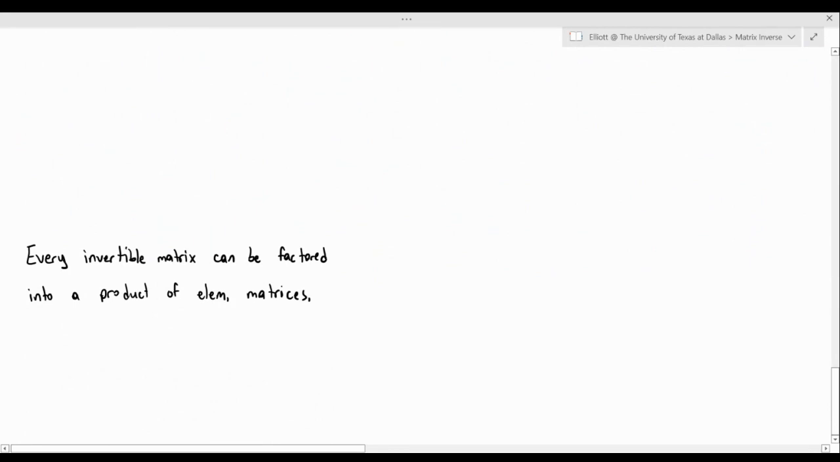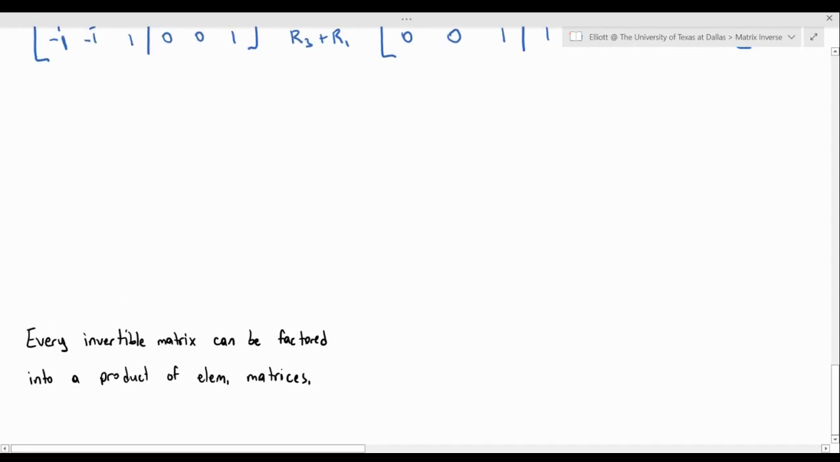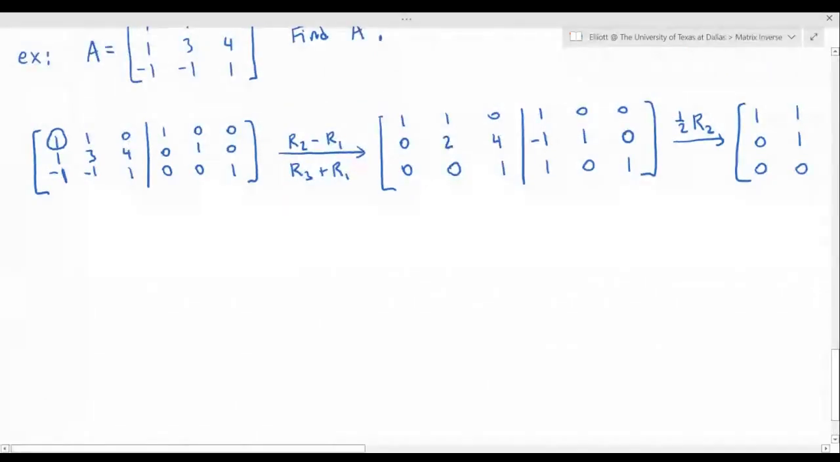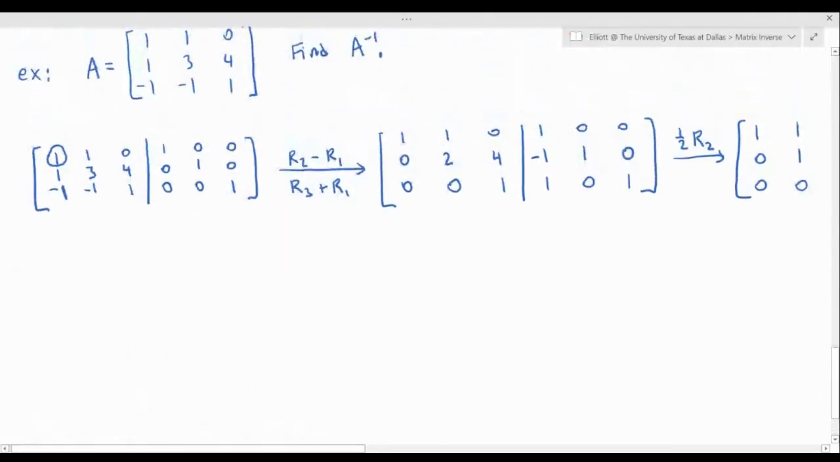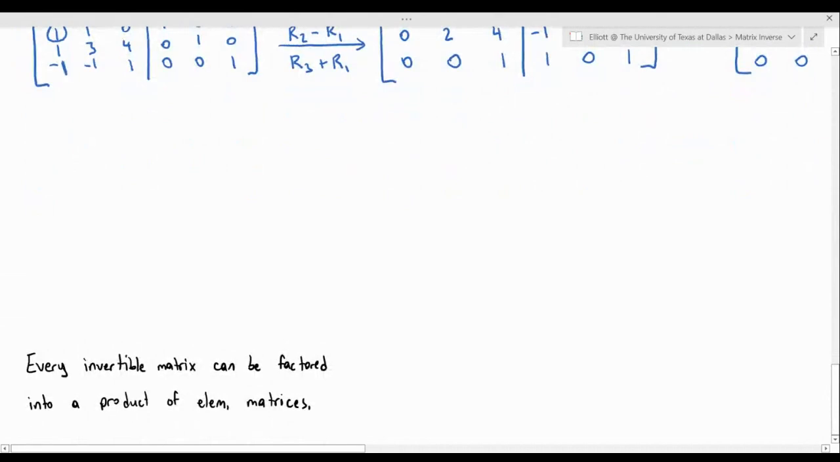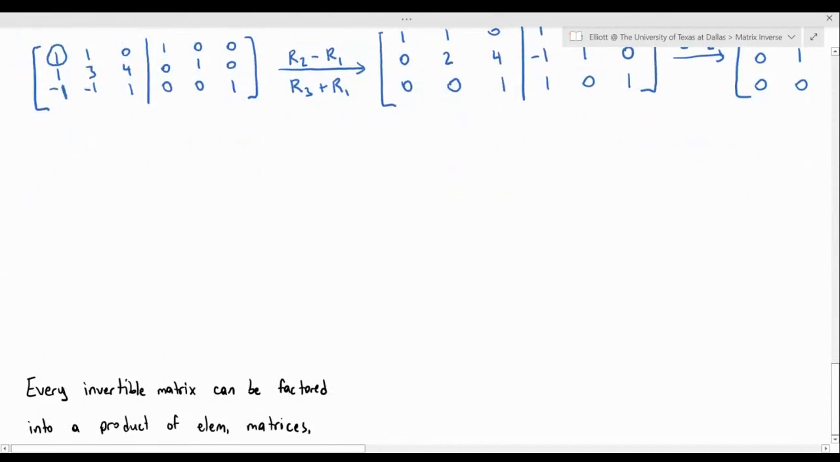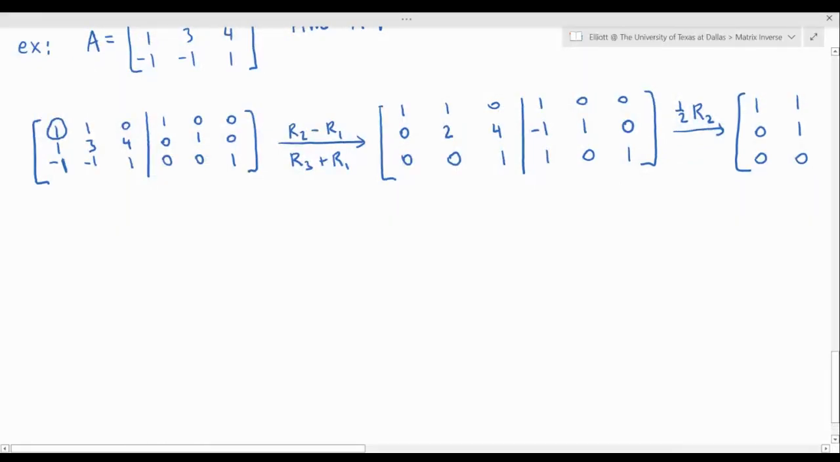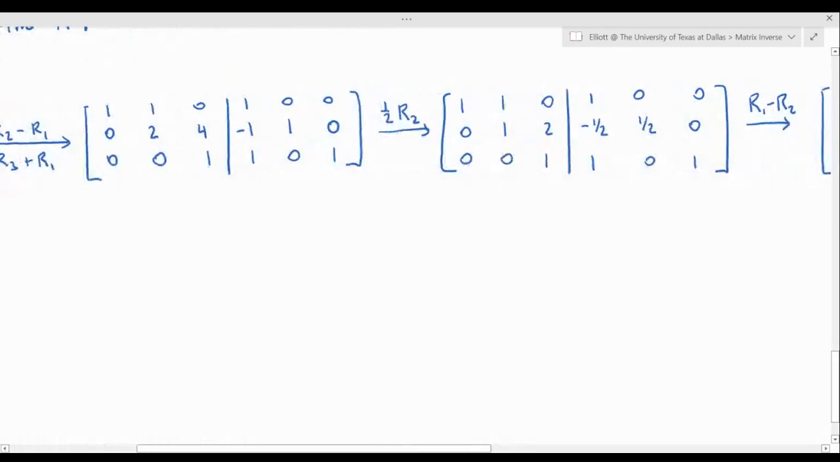There's one more fact I want to mention about invertible matrices and how they relate to elementary matrices. There's this theorem or fact that I wrote down here that every invertible matrix can be factored into a product of elementary matrices. And I want to use the example that we did up here to illustrate this theorem, okay? So to do that, I want to start by finding the elementary matrices that correspond to all of the row operations that we did.